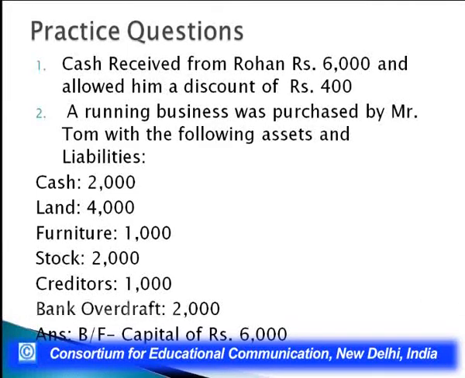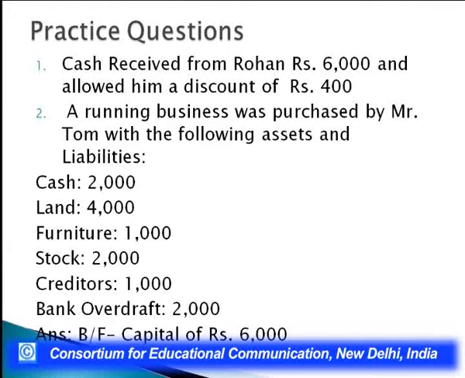See, cash has been received from Rohan, 6,000, and allowed him a discount of 400. So it means Rohan was supposed to pay you 6,400. That's how you actually received 6,000. So cash is coming in. Debit what comes in, right? Cash is a real thing, and the real account rule says debit what comes in. So you debit cash. And credit what goes out. Rohan is a personal account, so debit the receiver and credit the giver. The giver is Rohan. So cash 6,000 would be debited and Rohan would be credited.